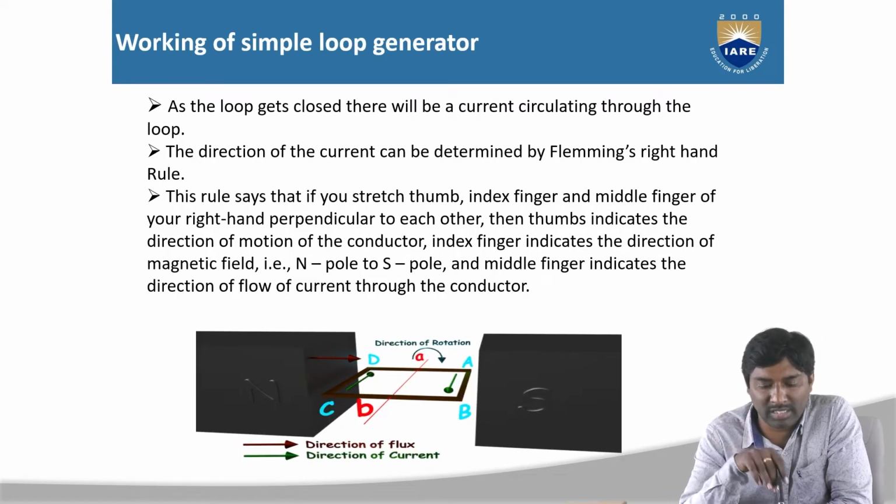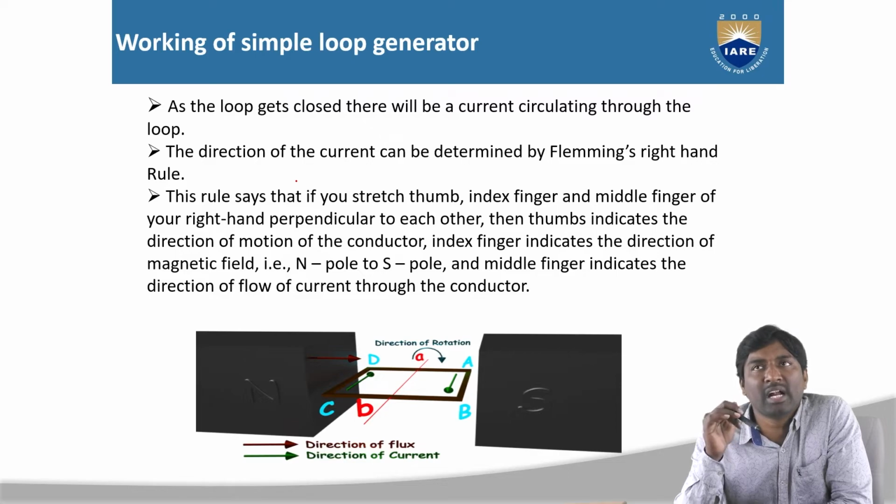You can observe here, as the loop gets closed, a current will be circulating through this loop. The direction of current can be determined by Fleming's right hand rule. The current direction depends on Fleming's right hand rule.